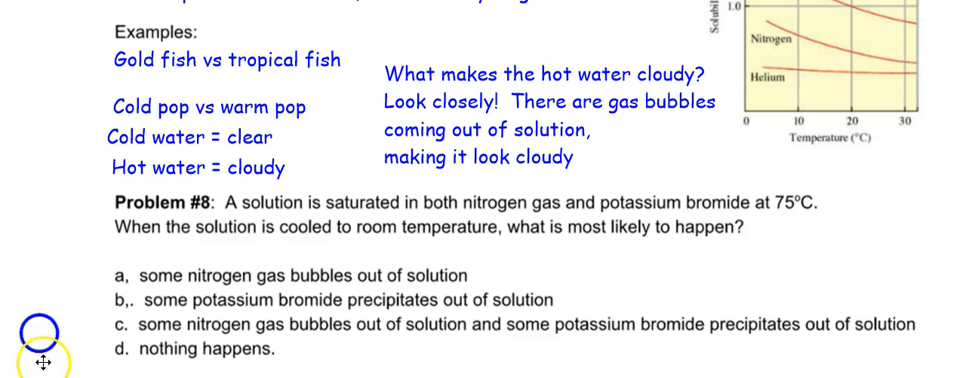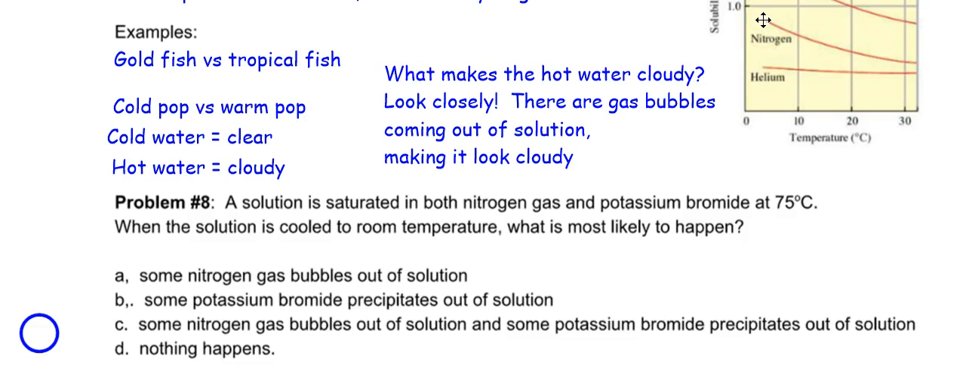All right, welcome back. Let's see here. As a solution is cooled to room temperature, what's happening when the solution is cooled? That means the temperature is getting colder. So what does that mean? More and more nitrogen stays in solution. So does some nitrogen gas bubble out of solution? No, because you're cooling it down, so there are fewer gas molecules coming out of solution. More of them are dissolved.